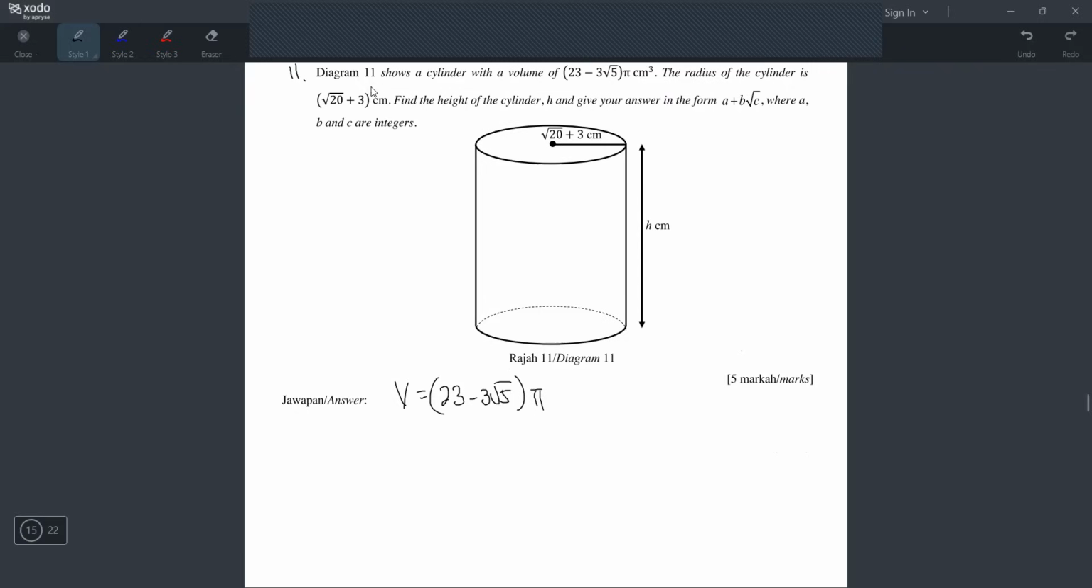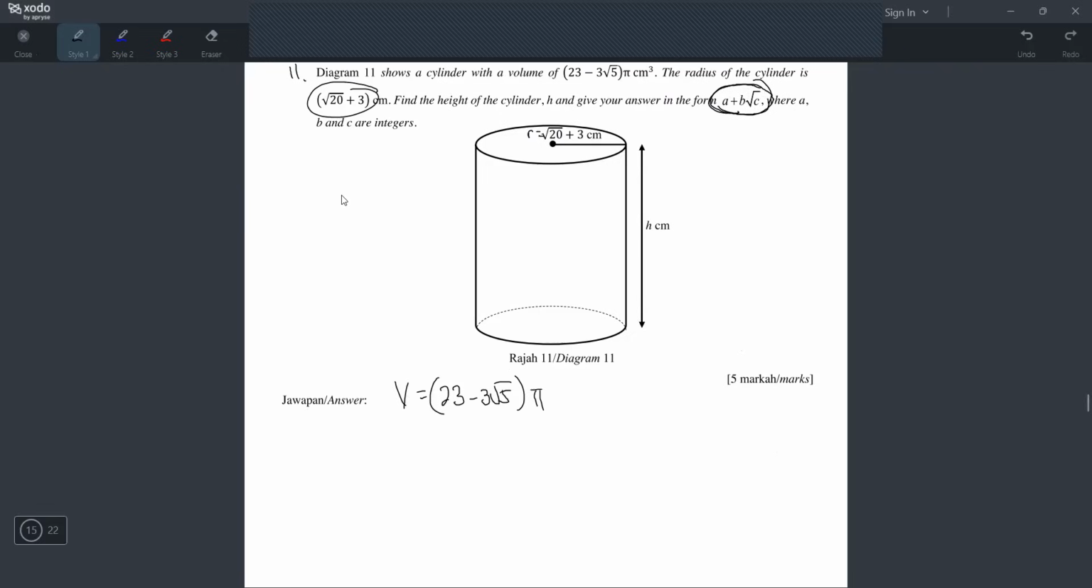The radius of the cylinder is this. So the radius, they already labeled. So this one is the r, the radius. Find the height of the cylinder, h, and give your answer in surd form. This one we call surd form, where a, b, and c are integers. So my answer has to look like this at the end.